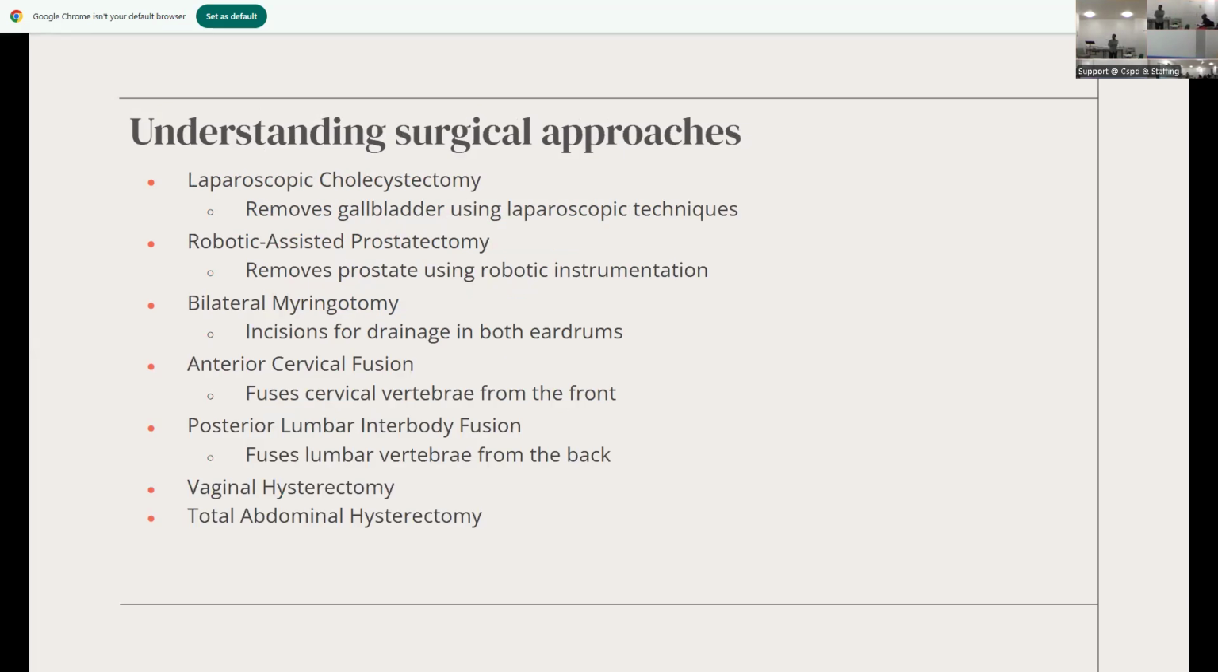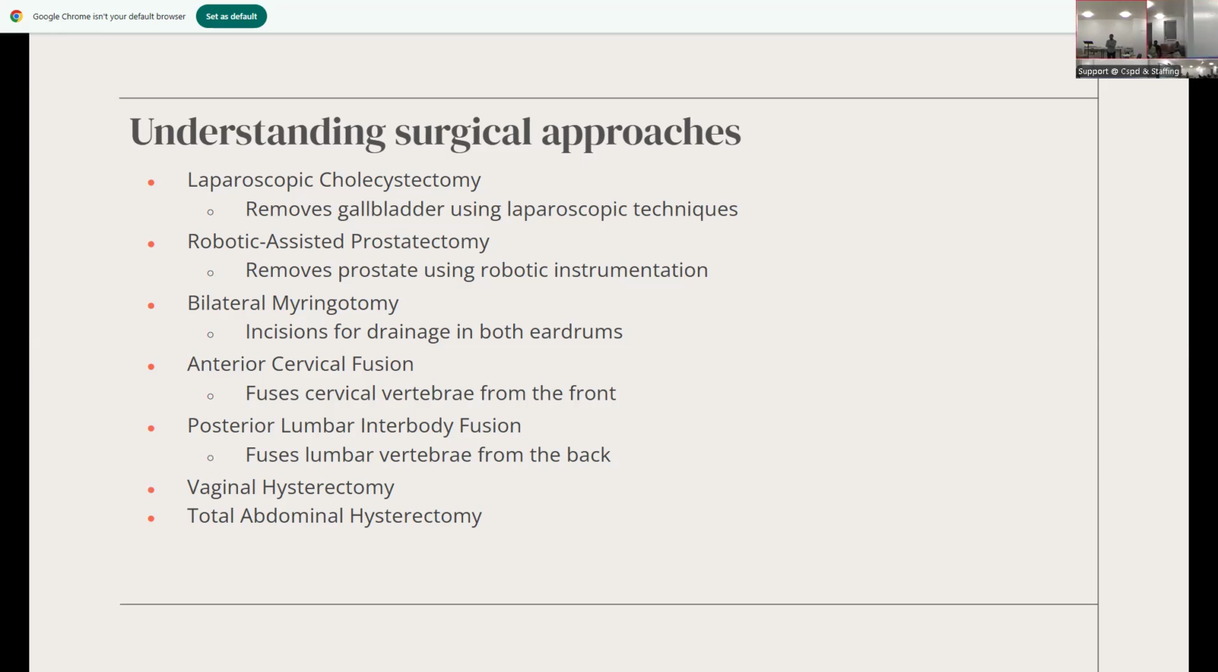Then laparoscopic cholecystectomy, removal of the gallbladder. Okay, ectomy, removal. Otomy, creating a bigger hole into it. Robotic-assisted prostatectomy means robotic cutting or removal of the prostate using robotic means. That is, it removes the prostate using robotic instrumentation.